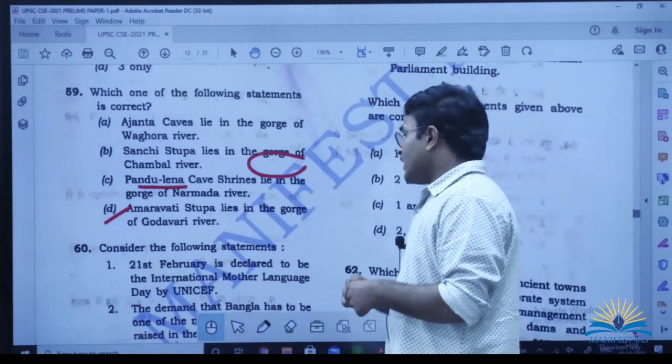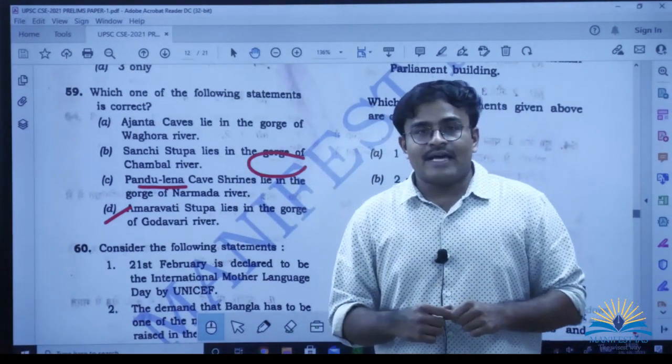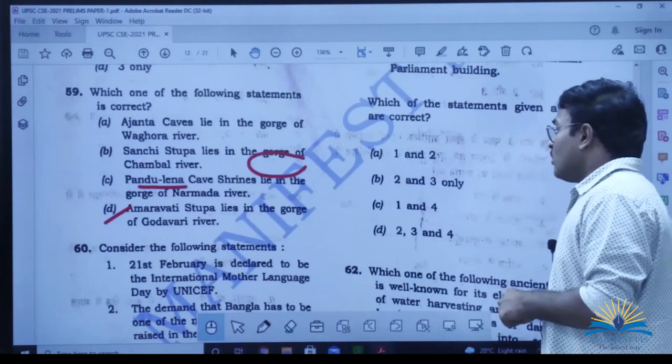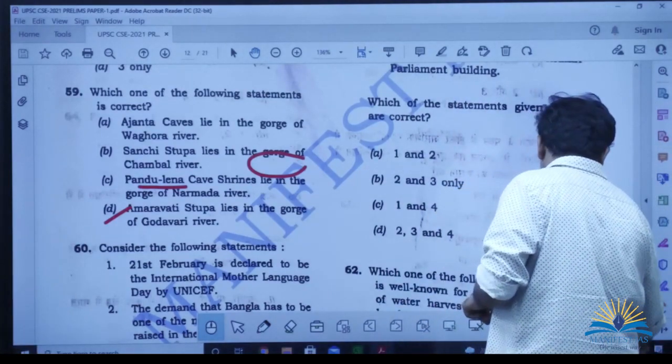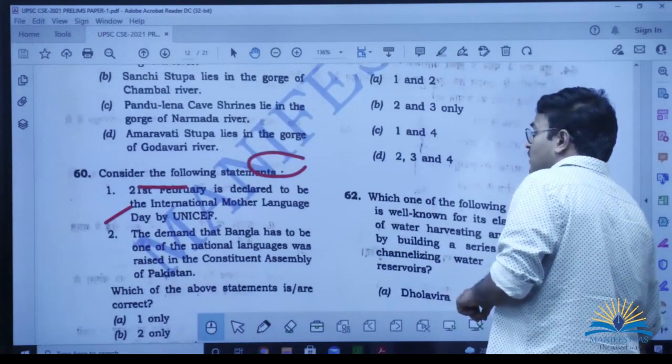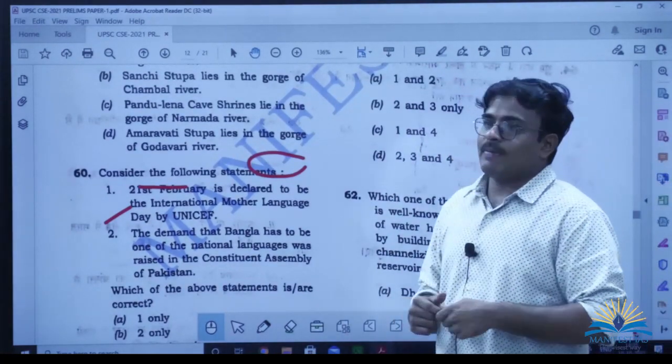21st February is declared to be the International Mother Language Day by UNICEF. Yes, that is correct. It is declared as Mother Language Day by UNICEF. Whereas the second statement, the demand that Bangla has to be one of the national languages, there is a little bit of a controversy, because the demand was raised in the Constituent Assembly of Pakistan.